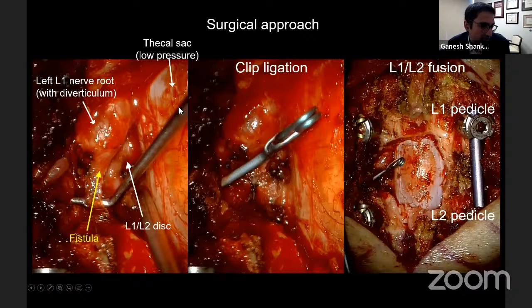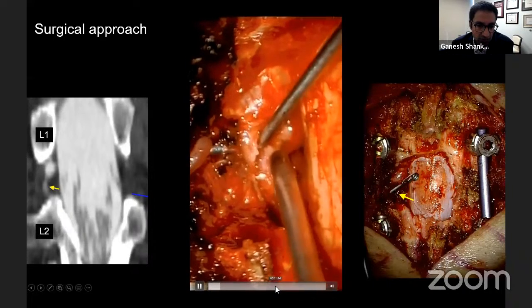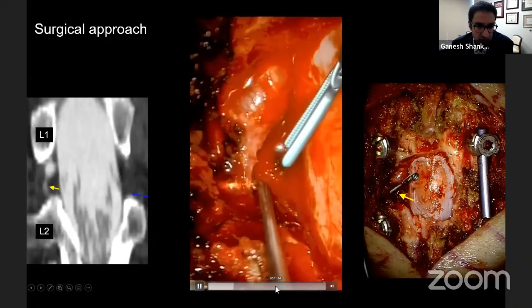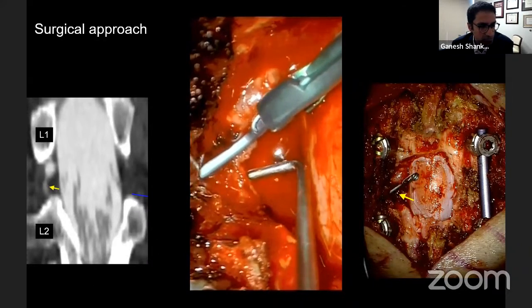And so what I had done in this case is full exposure of the exiting L1 nerve root with a clip placement across the CSF venous fistula that can be seen with this yellow arrow. This is what the final construct looks like. And here is a video just demonstrating that there are these dense venous adhesions to the L1 nerve root from the venous plexus.